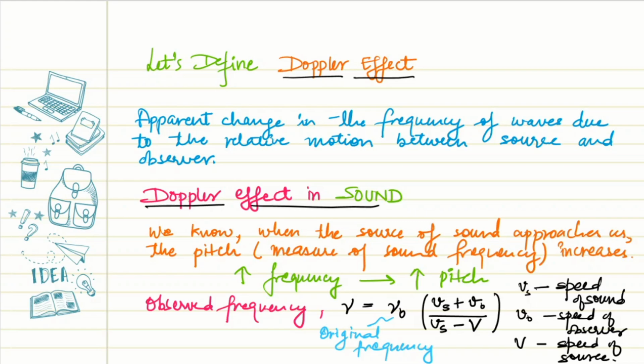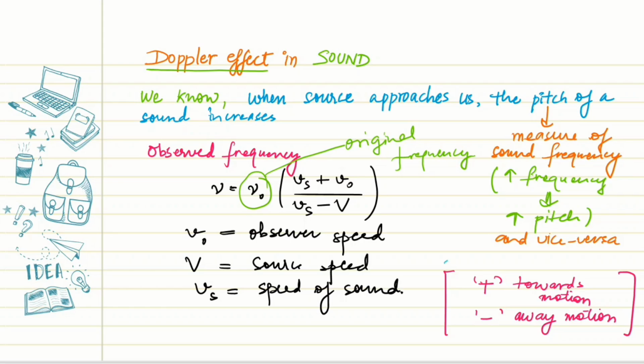So now let's discuss the sign convention. The sign convention we will be using will be positive for towards motion, negative for away motion.